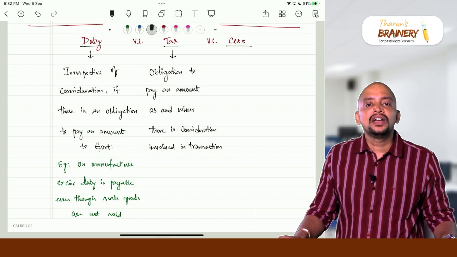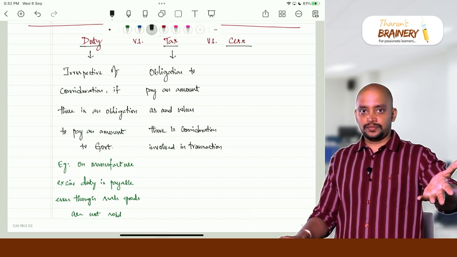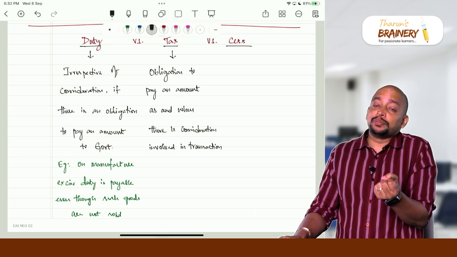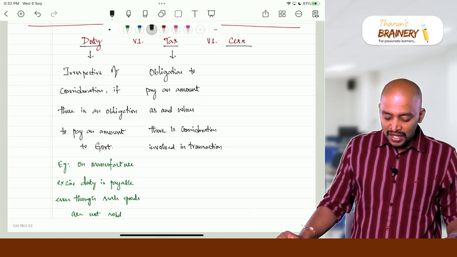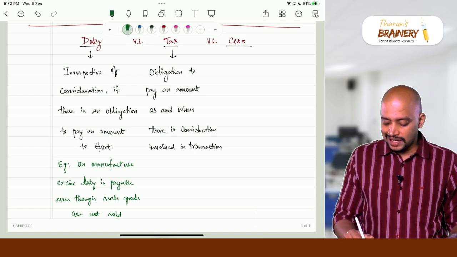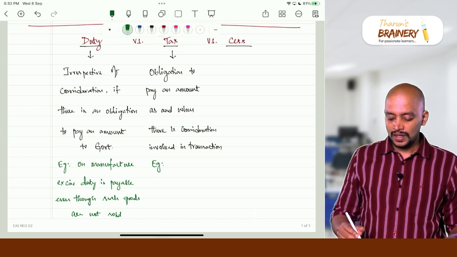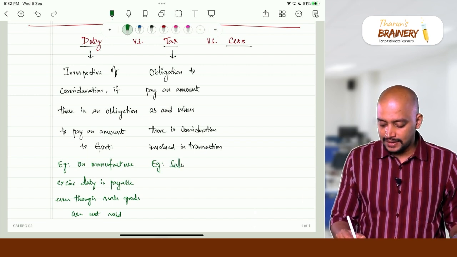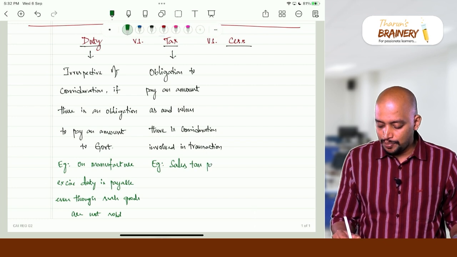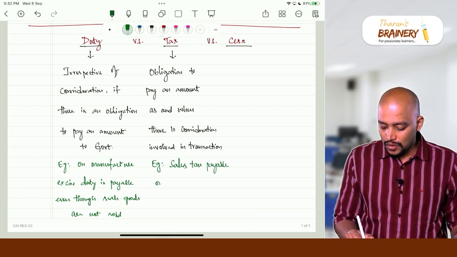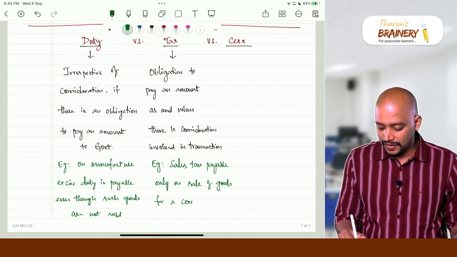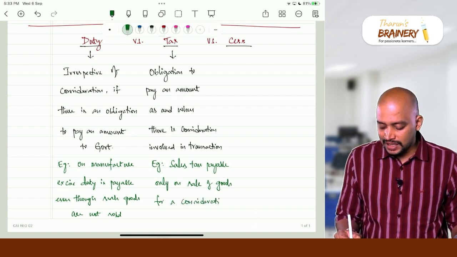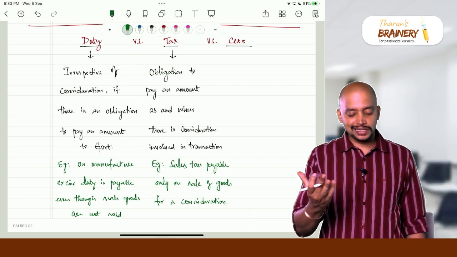For example, I am selling goods, I get money, only then do I have to pay tax, but if I am giving it free, I don't have to pay tax. So, that is an example here. Sales tax is payable only on sale of goods for a consideration, otherwise we are not required to pay, that is tax.